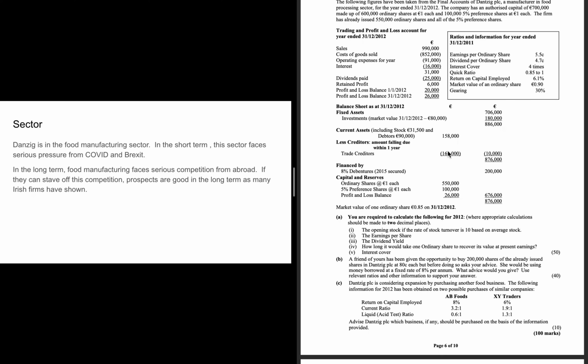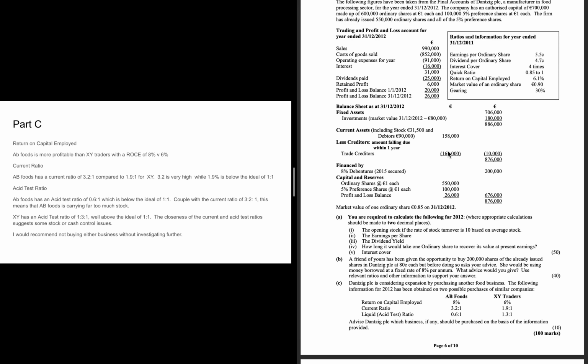But basically, what I said, I compared each of the headings. I looked at the return on capital employed first. So obviously AB is more profitable than XY, 8% versus 6%, but not everything is about profitability. So I looked at the current ratio then. 3.2 is very high. 1.9 is below the ideal, but it's not too far below the ideal. I wouldn't worry too much about that.